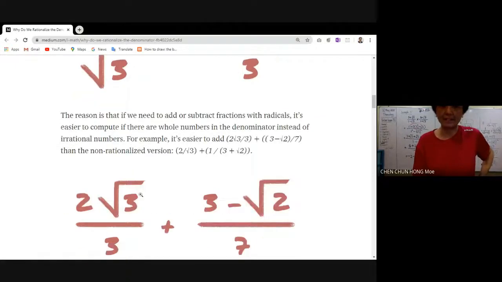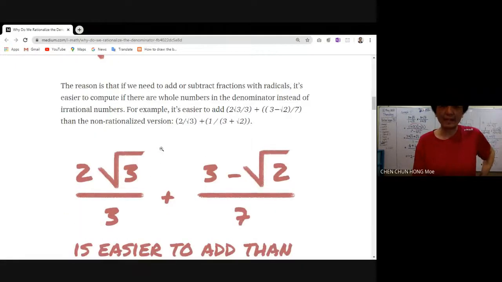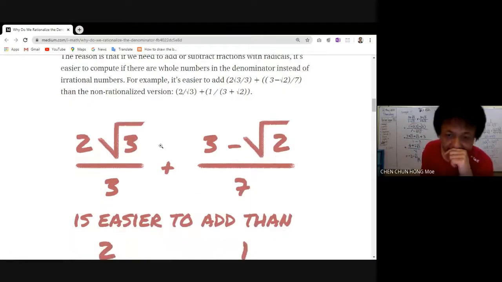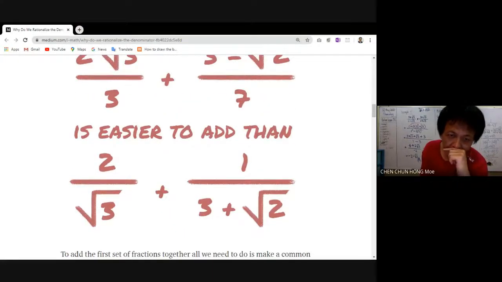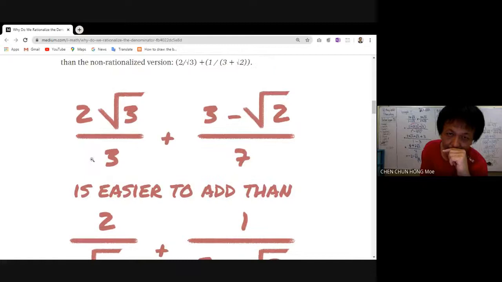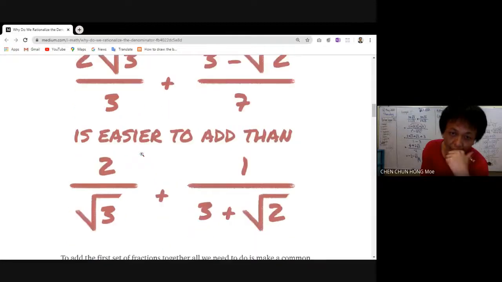For example, you look at the following one, it's easier to add these two compared to this one. Now, how are we going to add 2 over √3 plus 1 over 3 plus √2? We still have to RTD and change it to this format, and then we can move on by making the denominator 21, and then we continue.